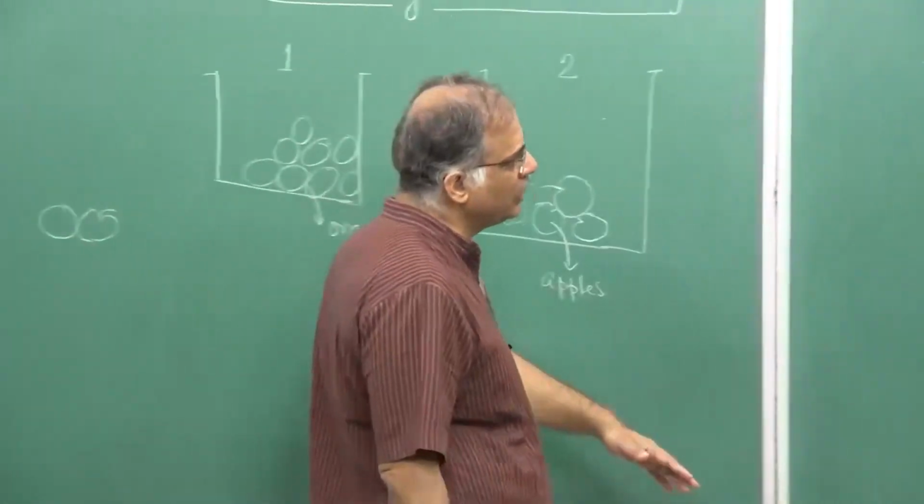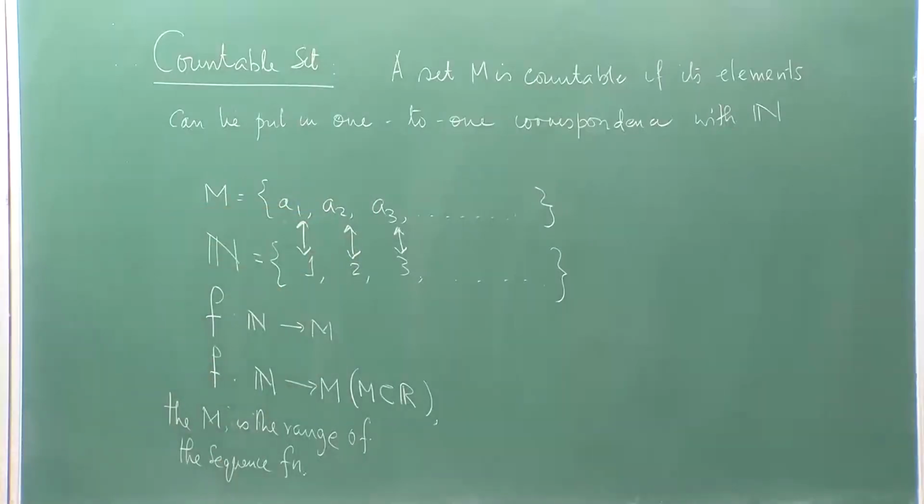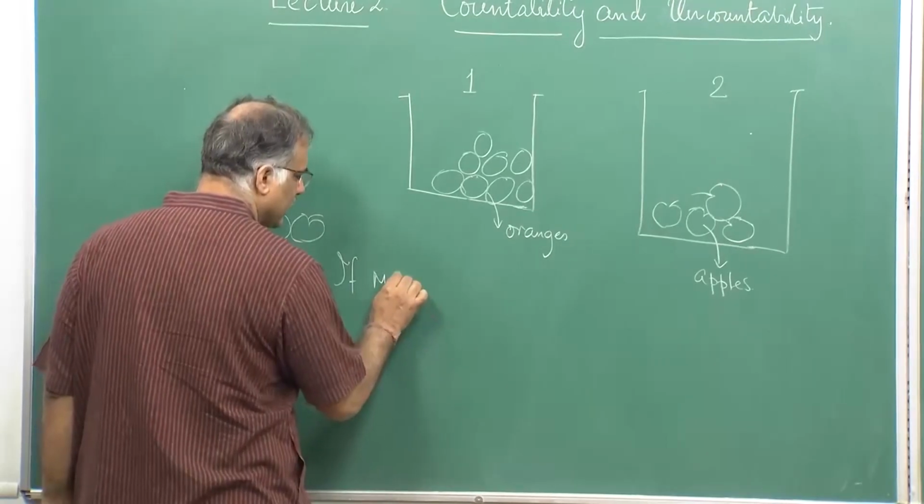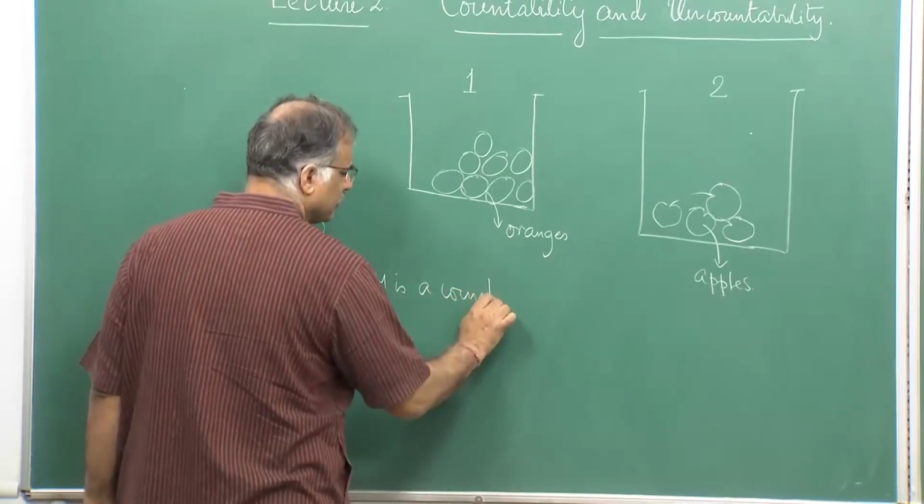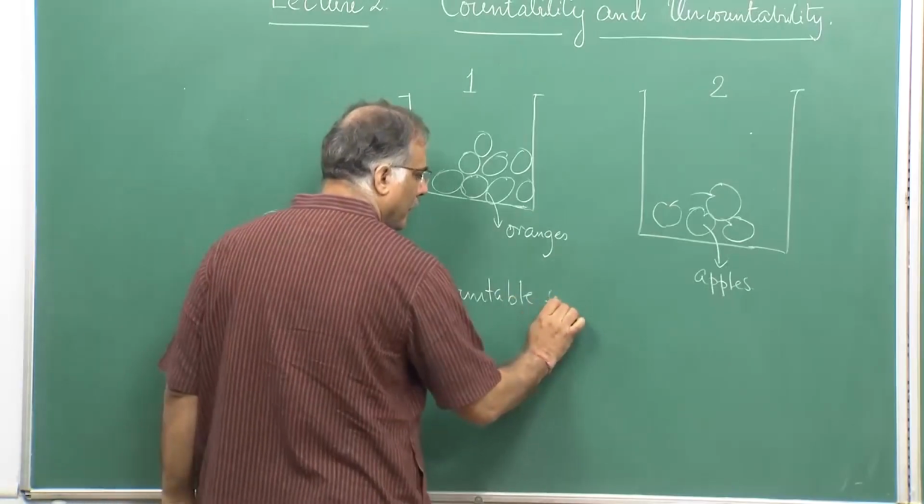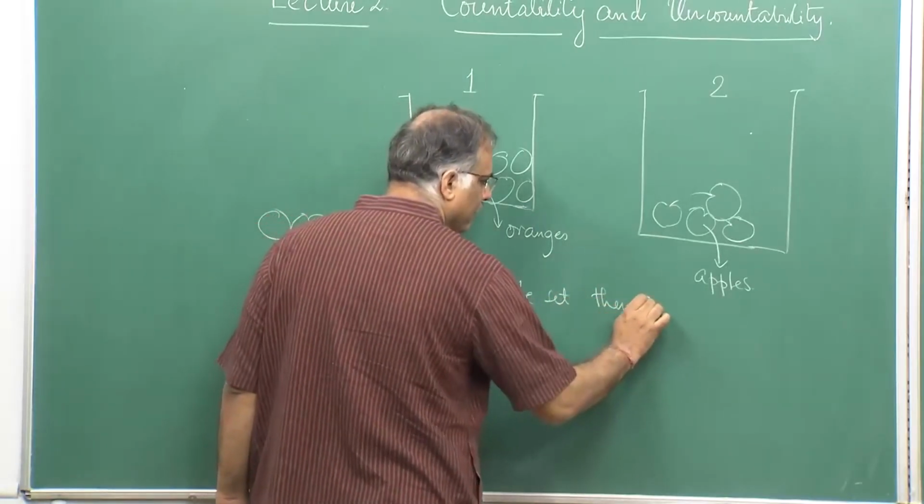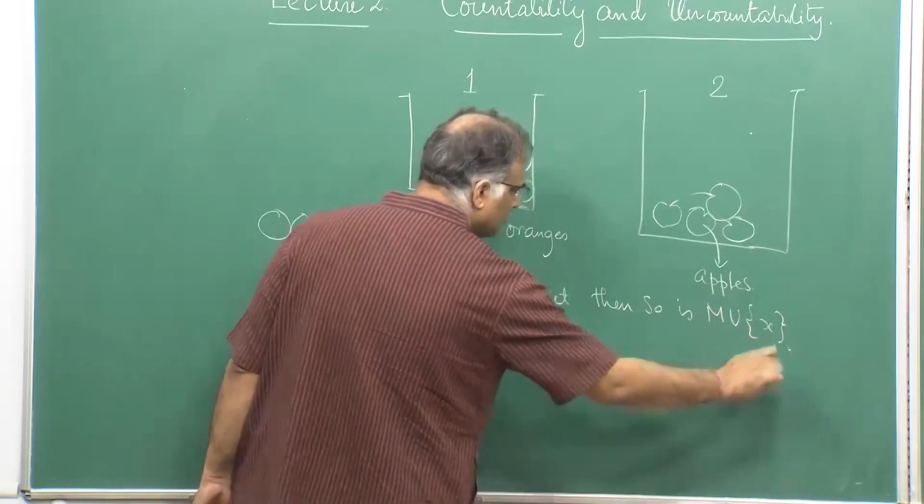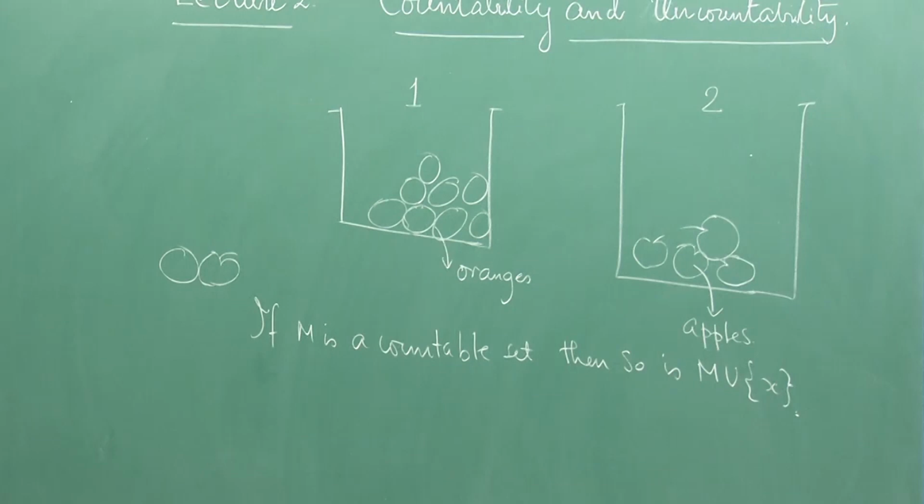So this is the method of counting, this one-to-one correspondence. This method of counting says one very simple fact, that if M is a countable set, then so is M union X. How does one prove this fact, that if M is a countable set, then M union X is also a countable set? That is, if you add one element, it doesn't affect the basic countability.